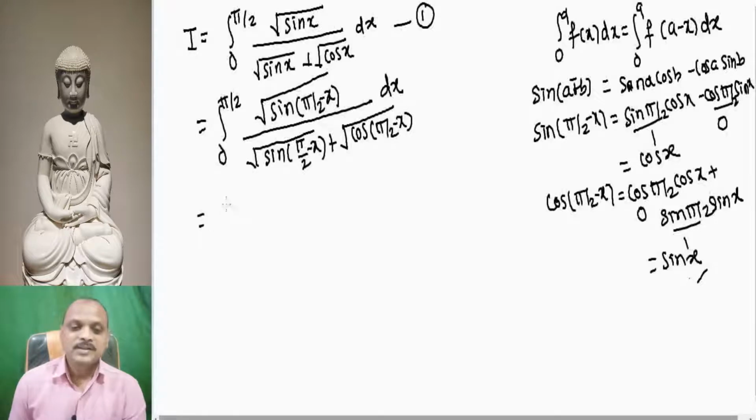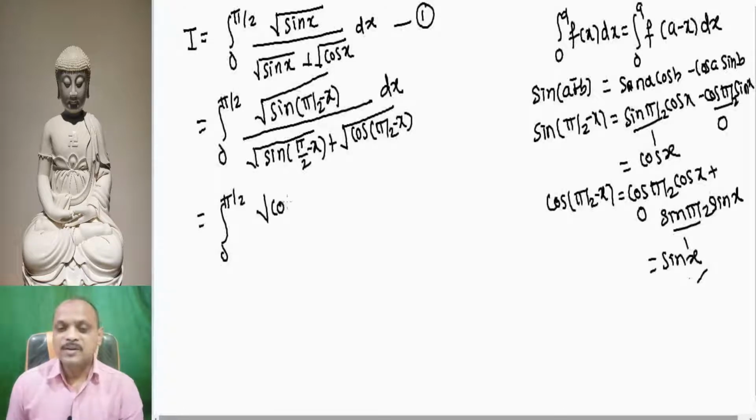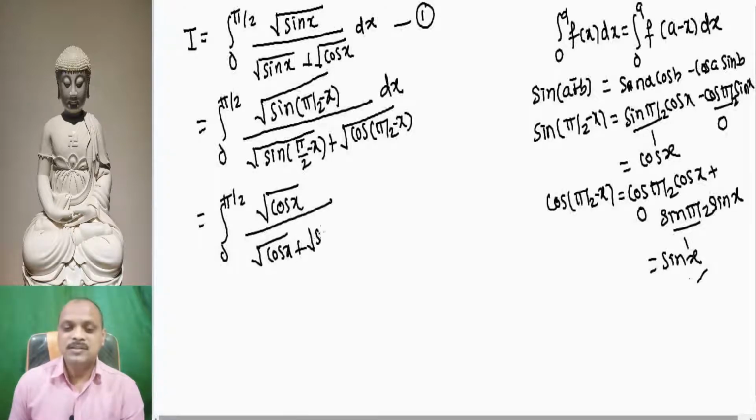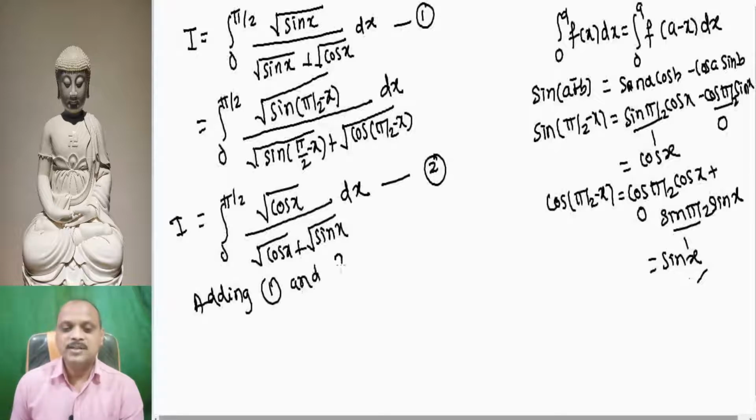Okay, this is equal to integration 0 to pi by 2 of root of cos x divided by root of cos x plus root of sin x into dx. This is, suppose, equation number 2. This is my I. Now adding equation 1 and 2.